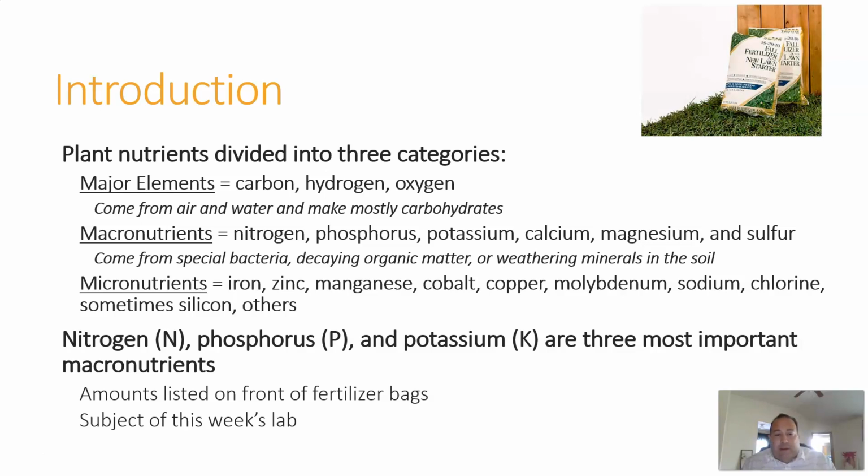And then you also have micronutrients. So you have iron, zinc, manganese, cobalt, copper, molybdenum, sodium, chlorine, sometimes silicon, and some other ones. But our NPK, our nitrogen, phosphorus, and our potassium are the three most important macronutrients.